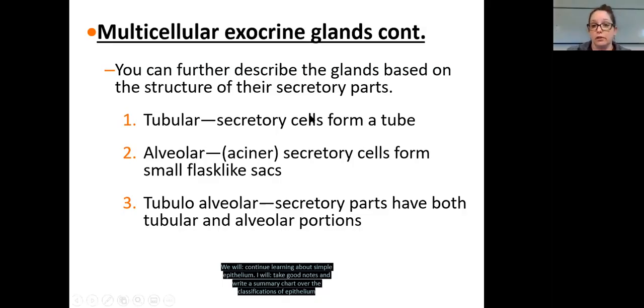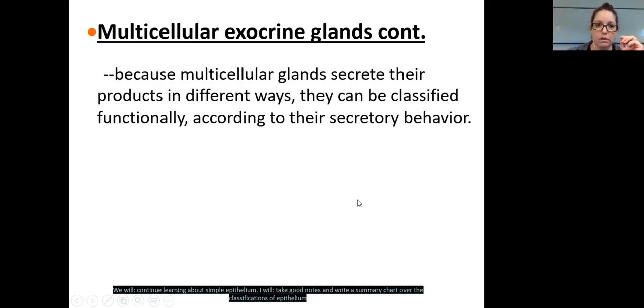So tubular, secretory cells form a tube. Alveolar or acinar, they just form little flask-like shapes, or just little sacs. And then tubulo-alveolar have both tubular and alveolar or sac-like portions to them. So it's a mix of both.